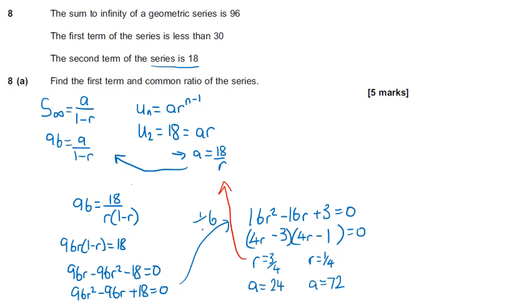Okay, so we've got two pairs of values. Now, let's use the second statement. The first term of the series, so that's a, is less than 30. Okay, so it must be this pair because a is less than 30. So the first term is 24 and the common ratio is 3/4.